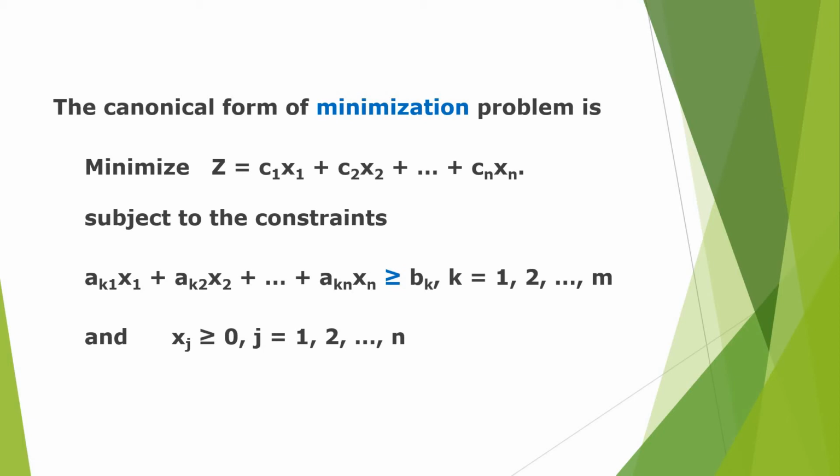Minimize z equal to c1x1 plus c2x2 plus cnxn, subject to the constraints ak1x1 plus ak2x2 up to aknxn greater than or equal to bk. k runs from 1 to m, which represents the number of constraints, and j represents the number of decision variables which are non-negative in nature. So here, when minimization is involved, your constraints should be of the type greater than or equal to.